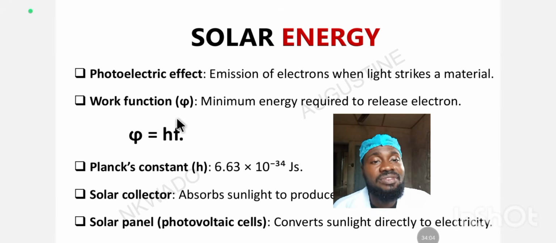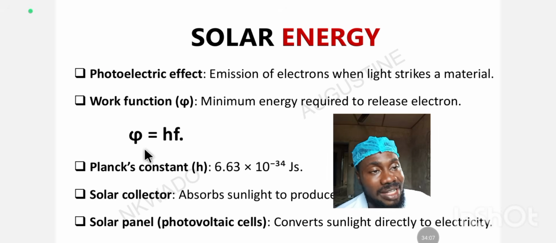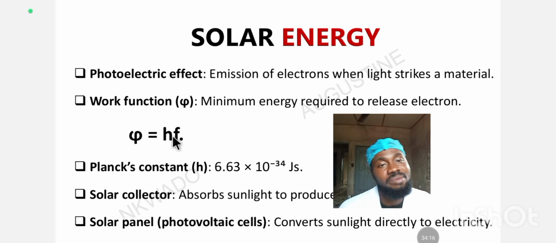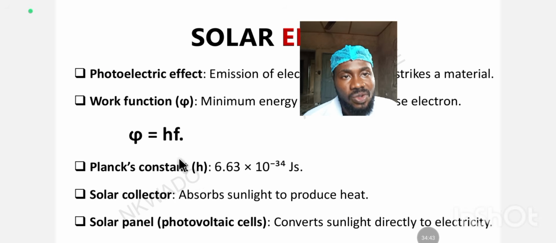So if you are given work function and you are told to look for Planck constant, it is the same as work function. If you are given work function and Planck constant and you are told to look for work function, work function and Planck constant are the same, okay? Because it says here in the formula that work function is equal to what? Planck constant, which is hf. So this is the Planck constant, h. And the Planck constant is given as 6.63 times 10 to the power minus 34 joule seconds, okay?